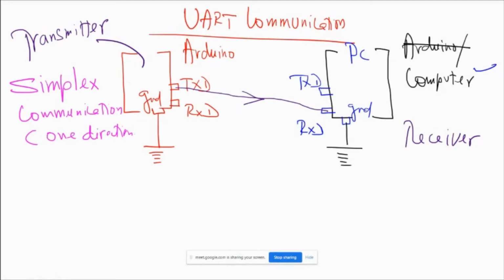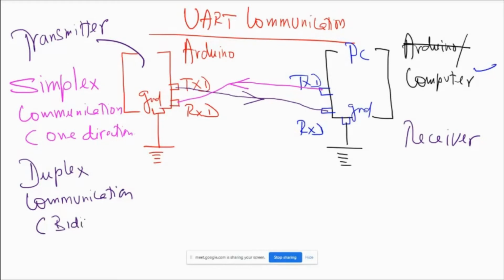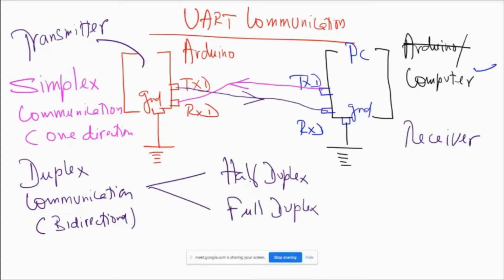Suppose I connect the transmit pin of the PC to the receive pin of Arduino, then both of them exchange information in a bidirectional way. That kind of communication, where the information is flowing on both sides, is called duplex communication. In duplex, we have 2 types: one is half duplex, the other one is full duplex. You understand the word duplex. Duplex means it is bidirectional. Then what do half duplex and full duplex mean?